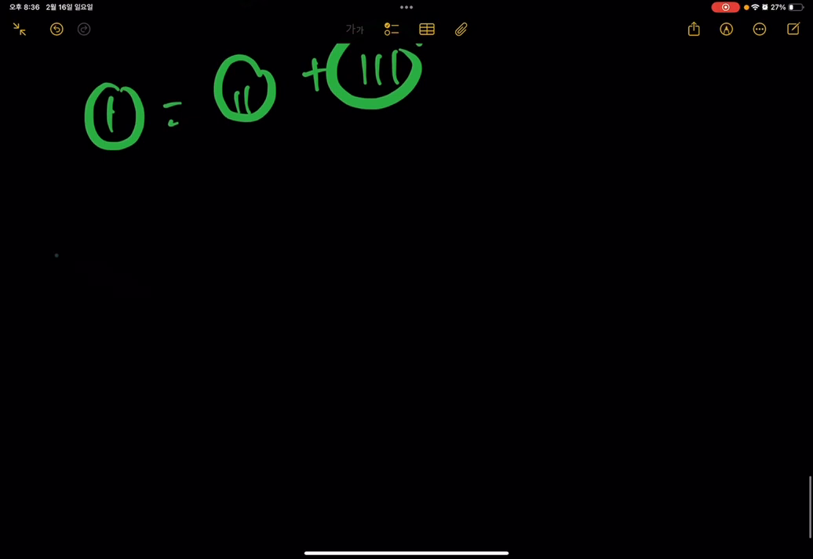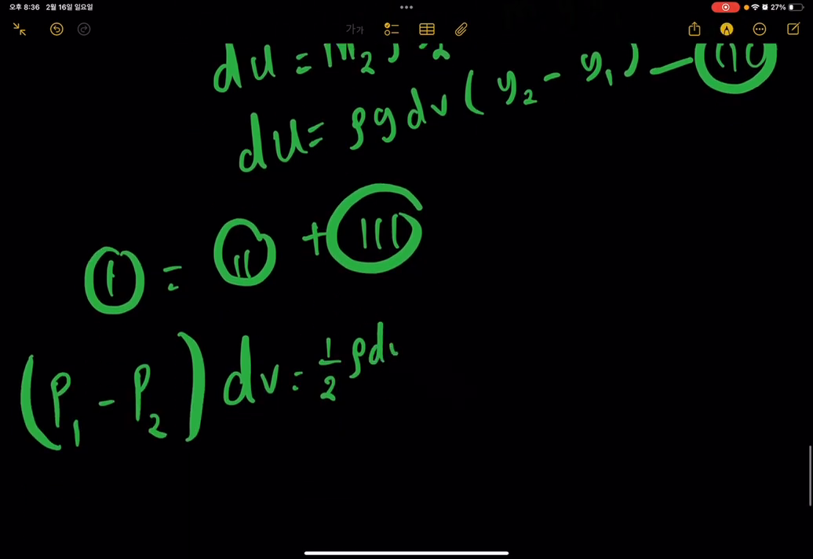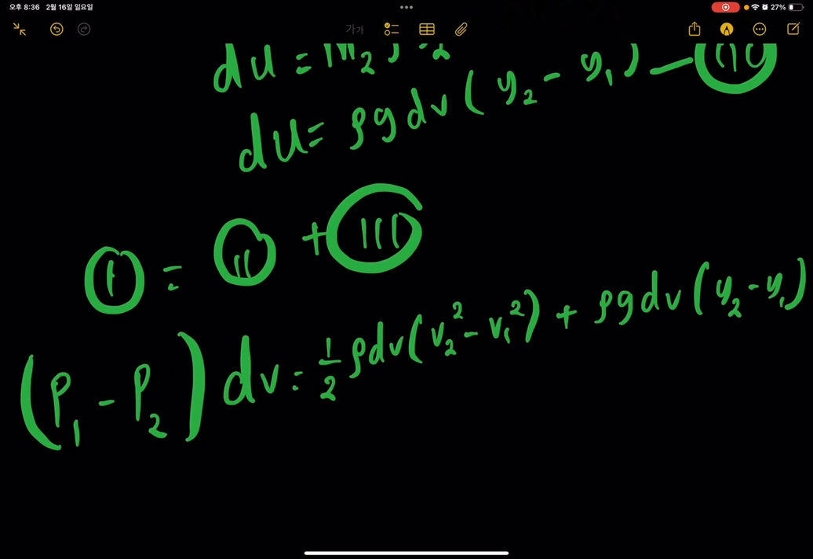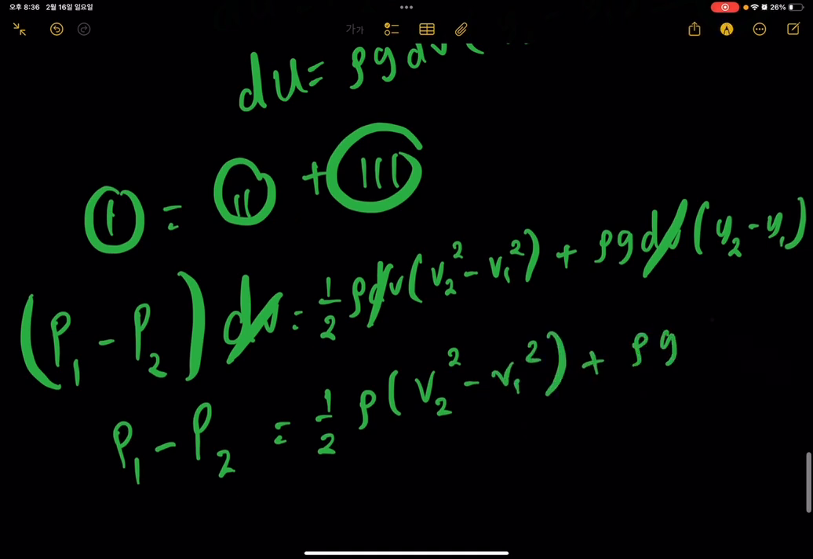Now put these equations together. We're going to have (P1 minus P2) dV equal to half rho dV times (v2 squared minus v1 squared) plus rho g dV times (y2 minus y1). We can cancel out the dV portion of the equation. We're going to be left with P1 minus P2 equal to half rho (v2 squared minus v1 squared) plus rho g (y2 minus y1).